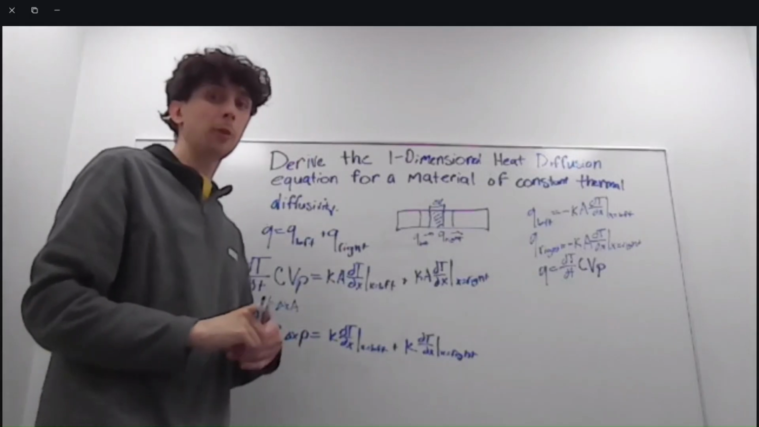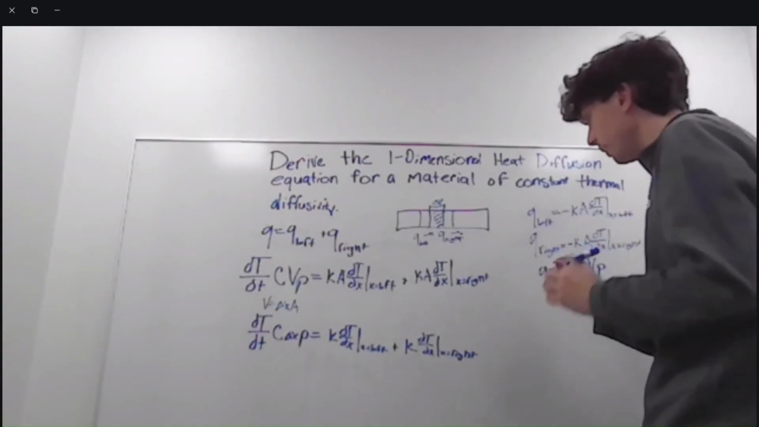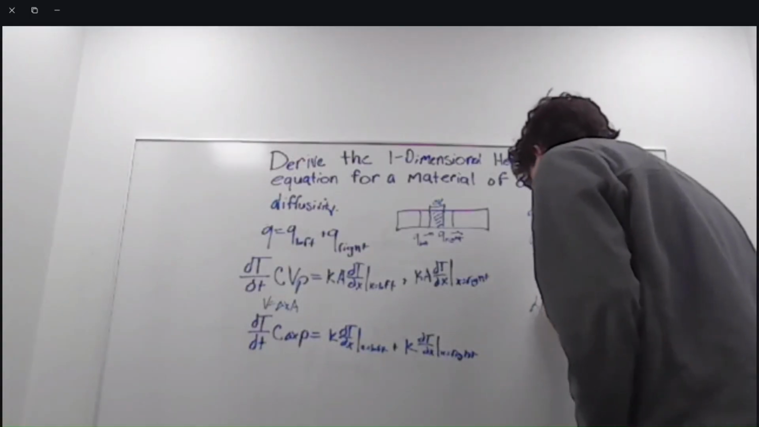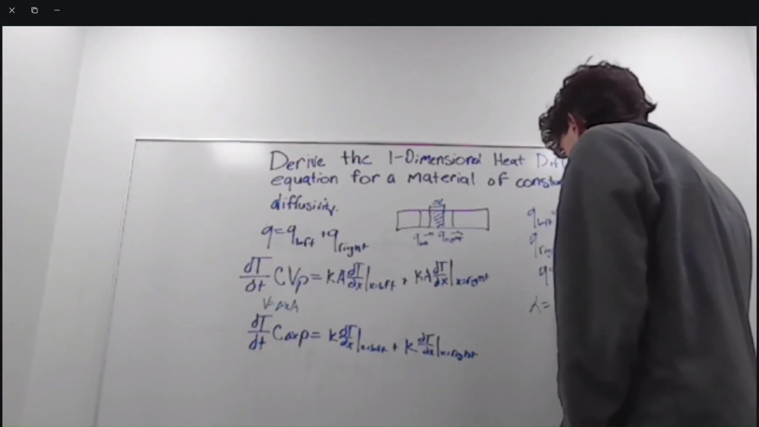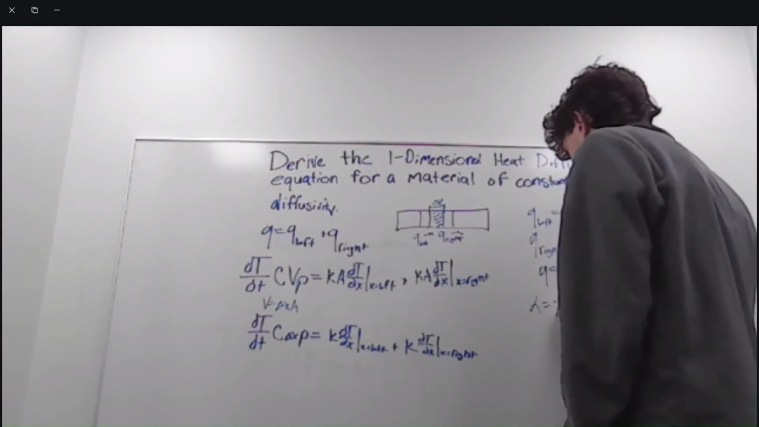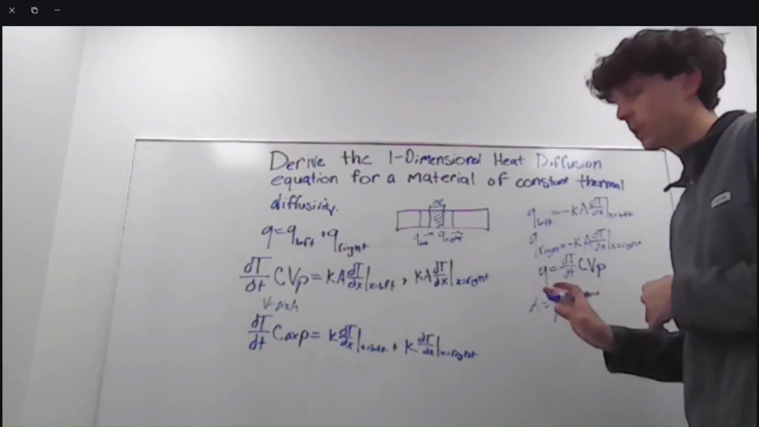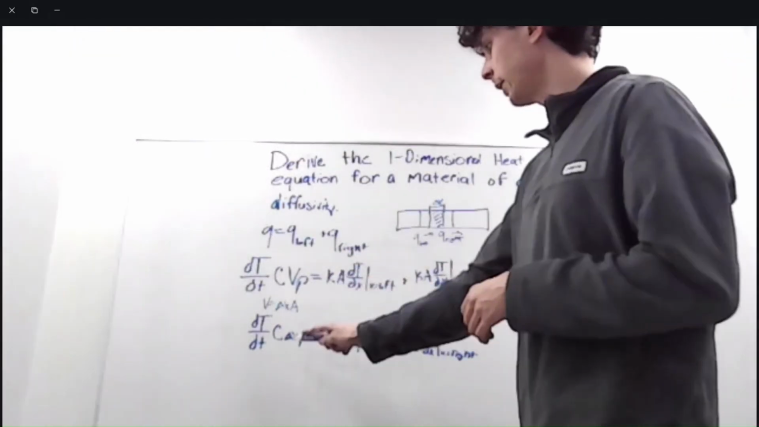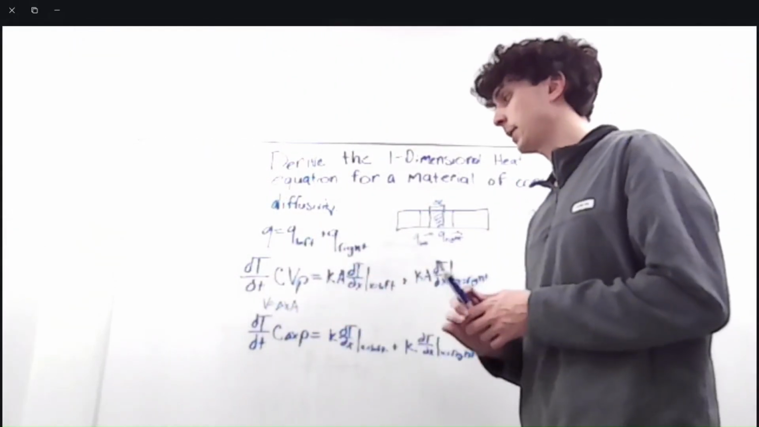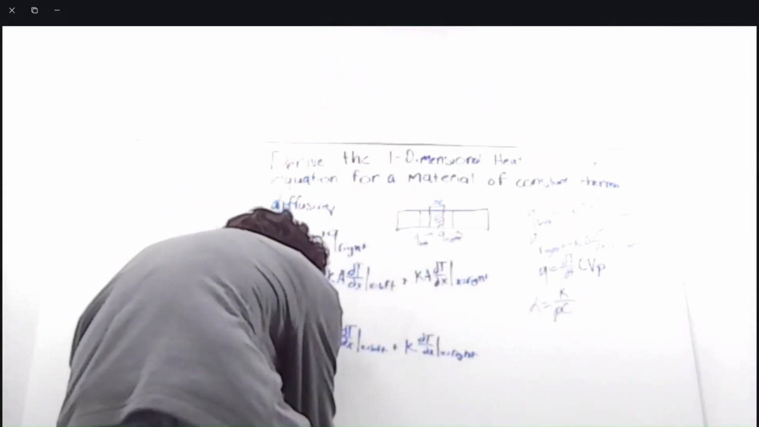Now, if you remember from our previous lesson, our thermal diffusivity is equal to the thermal conductivity over the density times the heat capacity. So, knowing this, we can actually simplify this even further, getting rid of this and isolating that temperature derivative with respect to time. So we'll go down here.